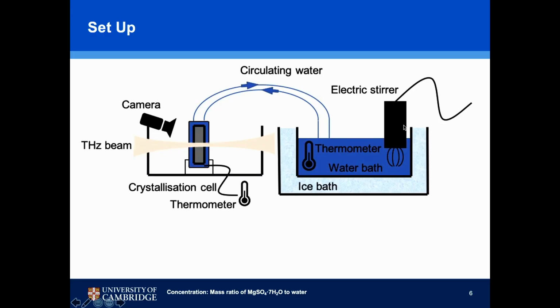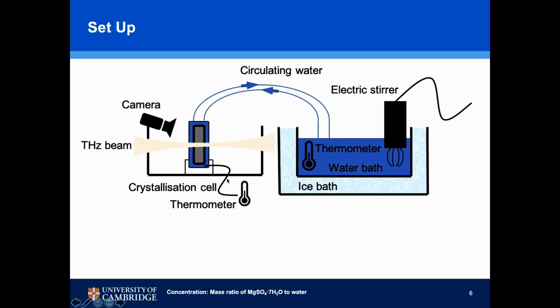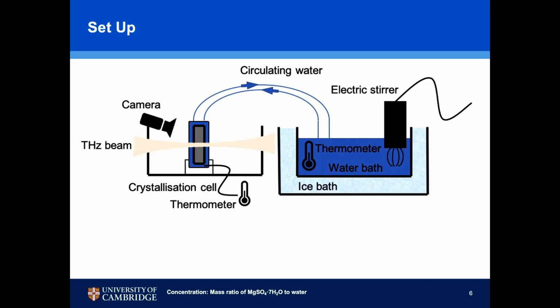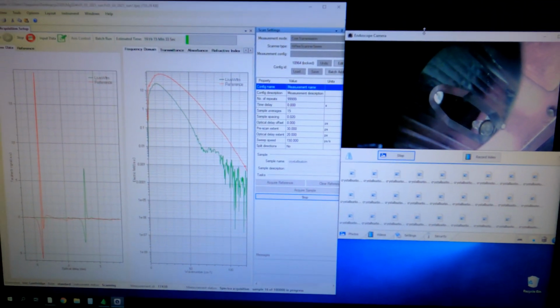We have also attached a thermocouple in the water bath to monitor the temperature all the time, and another thermocouple just attached outside of the flow cell to track the temperature of the flow cell all the time. The Terahertz radiation penetrates through in this direction, and we have also attached a camera to monitor the whole process, to capture pictures when the crystal grows. So for this setup, we get three main sets of data: the Terahertz spectra, the images captured by the camera, and the temperatures we got from the thermocouples.